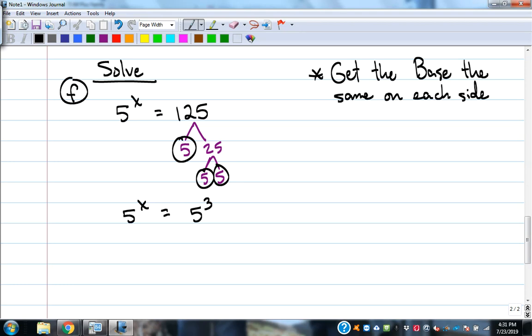All right. And now, since the bases are the same, then that means the exponents must be equal to each other. So x must equal 3. And we've solved that equation using exponentials. We're going to learn some other ways to solve equations tonight too, but this is using exponentials to solve it, which for a lot of problems, it really makes it the easy way to solve. Okay.